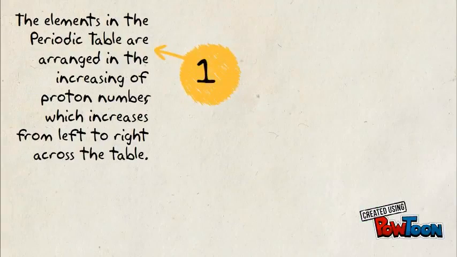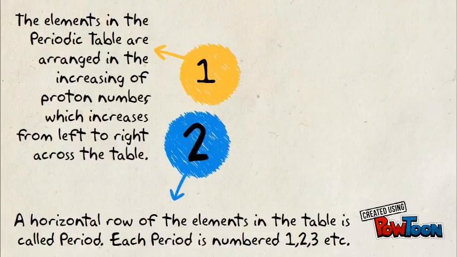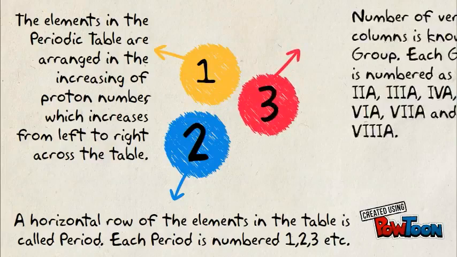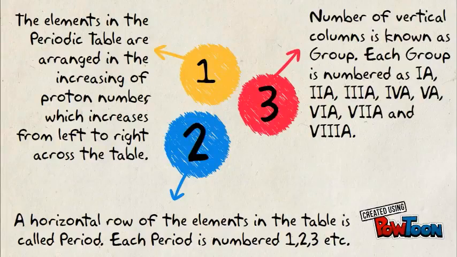The elements in the periodic table are arranged in increasing proton number, which increases from left to right across the table. A horizontal row of the elements in the table is called a period. Each period is numbered 1, 2, 3, etc. A vertical column is known as a group. Each group is numbered as IA, IIA, IIIA, IVA, VA, VIA, VIIA and VIIIA.